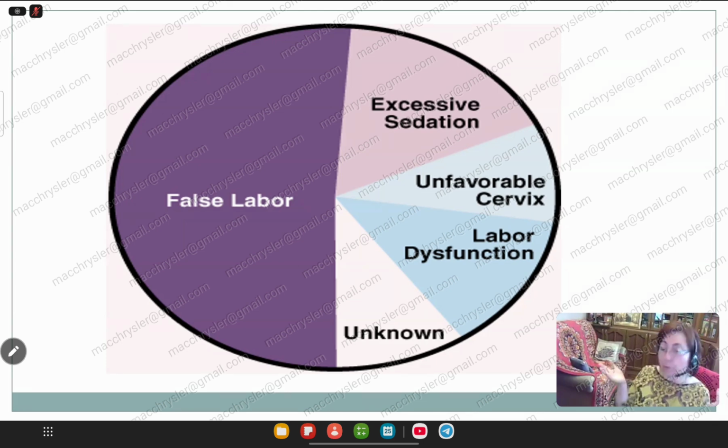Or if pharmacological preparation of the cervix is not effective, we need to think about another way of delivery, by cesarean section.